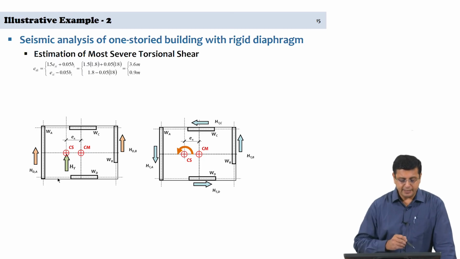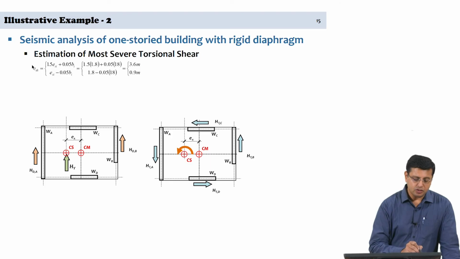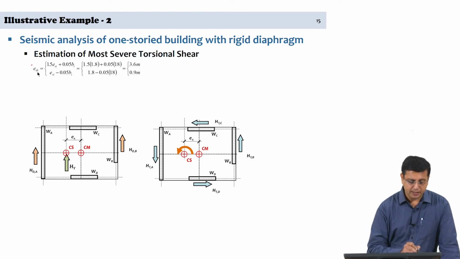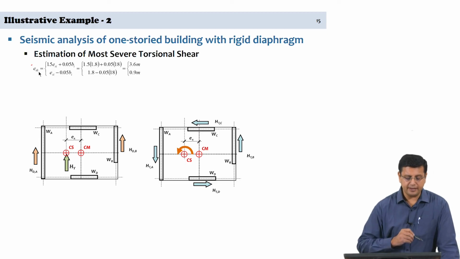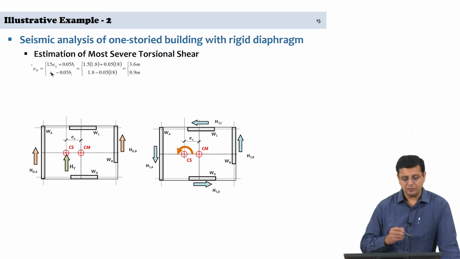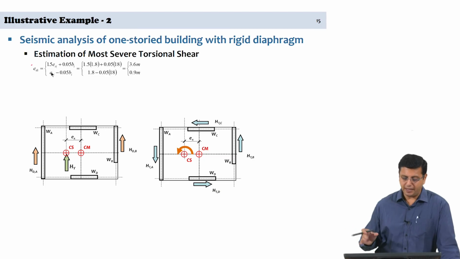So, IS 1893 prescribes the total accidental torsion considering dynamic effects, considering dynamic amplification, and that is why you have the subscript D. The total eccentricity considering dynamic amplification should be taken as 1.5 times the static eccentricity plus 5% of the width, 5% of the dimension perpendicular to the direction of the earthquake action.